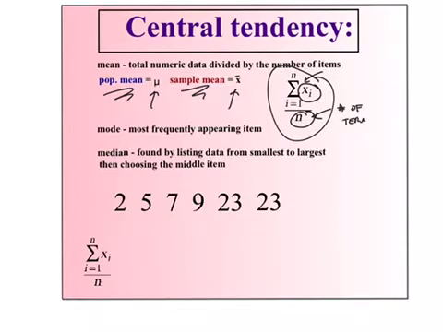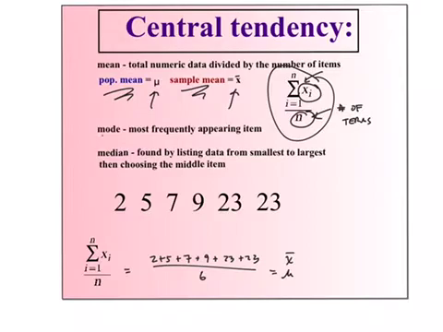So if we look at this set of data, I don't know if this is a population or a sample of the population. It doesn't really matter. What I'm going to do is take 2 and 5 and 7 and 9 and 23 and another 23. I'm going to add them up and divide by the number of terms, which is 6. And this would give me, of course, if this was a population, mu. And if it was a sample of the population, we would call that X bar.